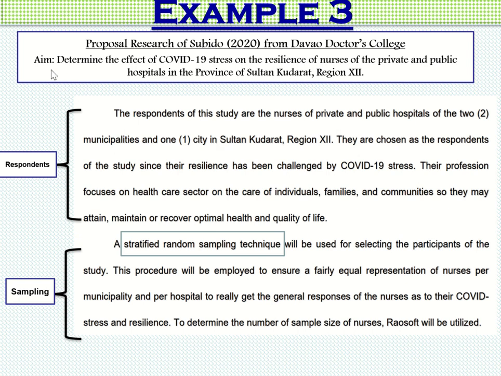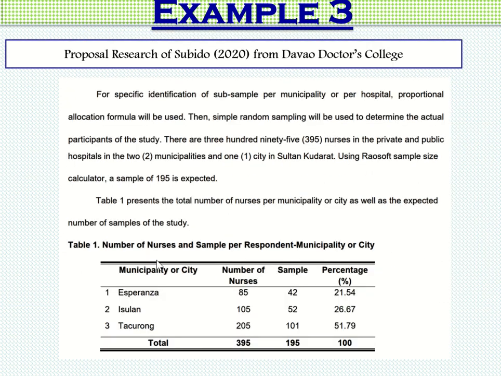The aim of his study is to determine the effect of COVID-19 stress on the resilience of nurses of the private and public hospitals in the province of Sultan Kudarat, Region 12. In this example, it used stratified random sampling naman. Same pa rin yung format. And then continuation to on example number 3 by Subido 2020. Again, for your reference na lang.